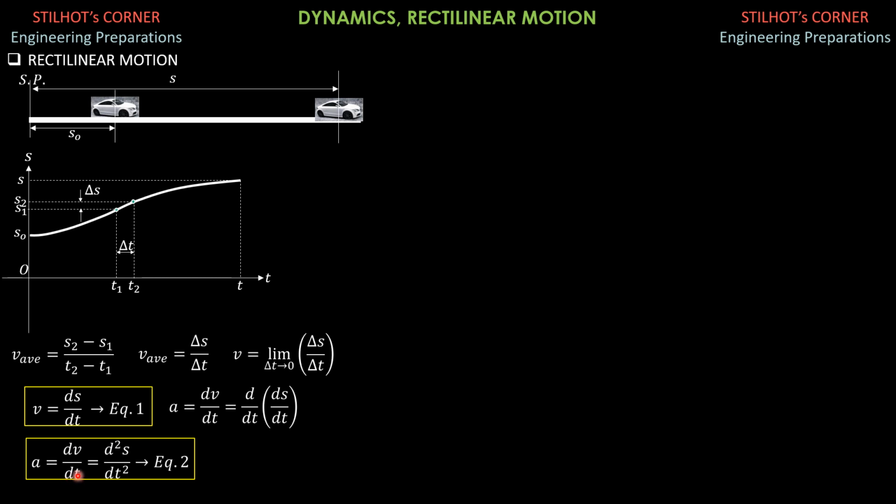Then from equation 1, if we solve for differential time, it is ds over v, and from equation 2, if we solve for differential time, it is dv over a. So dt equals ds over v from equation 1, and from equation 2, dt is dv over a. Then we equate these two, ds over v equals dv over a. Then we can form another differential equation of rectilinear motion, a ds equals v dv. Let's call that equation 3, the third differential equation of motion in kinematics.